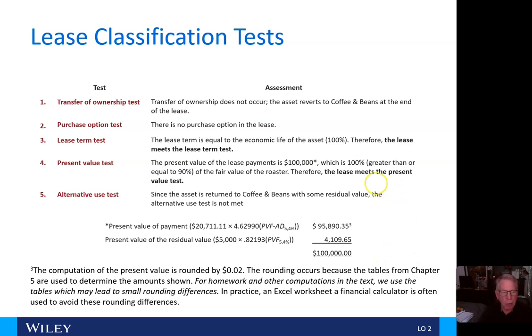The rounding occurs because the tables of Chapter 5 are used to determine the amount shown. For homework and other computations in the text, we're going to use the tables, which might lead to small rounding differences. In practice, an Excel spreadsheet, worksheet, or a financial calculator is often used to avoid these rounding differences, as frankly, I do.